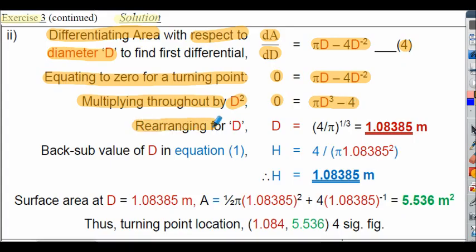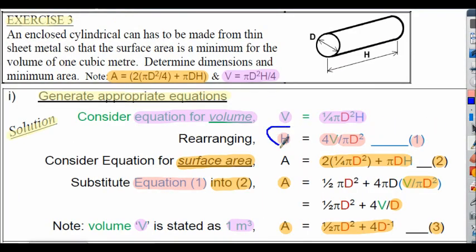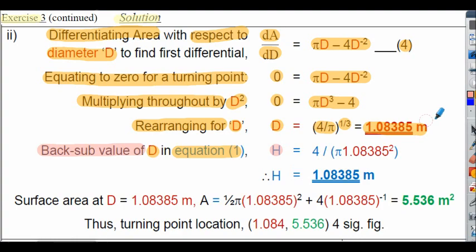Next, going to rearrange for d. So in other words, add 4 to both sides, divide by pi, and cube root both sides, making sure that d is equal to 4 divided by pi, cube rooted, so power of a third there. So d is equal to 1.08385 meters. If we now back substitute the value of d to equation 1 on our previous slide, that's this equation here, we can find the value of h. H is equal to 4 divided by pi d squared, so that is our d value from above. So h is the same numerical value as d in this case.